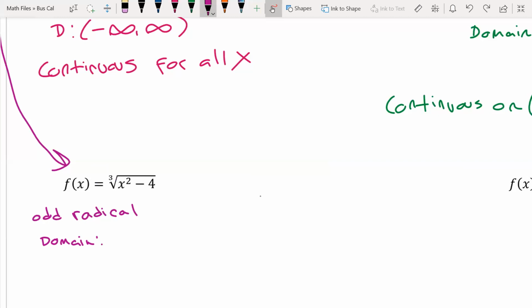So let's think about the cube root for a second. Can you take the cube root of a positive number? Yes. Good. Can you take the cube root of 0? Think about it. What do you think the cube root of 0 is? 0. So that's a yes, right? And now the last tricky part. Can you take the cube root of a negative number?